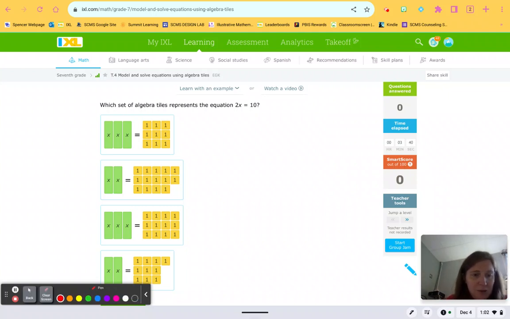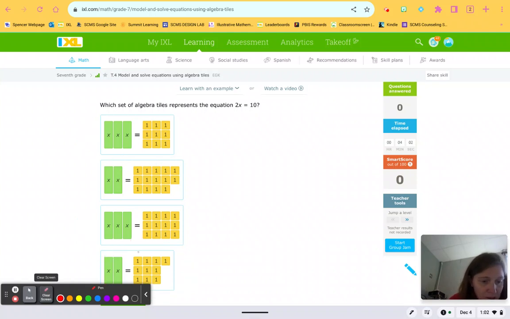So this one has 3x's, so it's out. And this one also has 3x's, so it's out. This one has 2x's and this one has 2x's. But when I count, this is 3, 6, 9, 12. That's more than 10, so that one's out. This one has 3, 6, 9, 10. So this is the correct one on here.